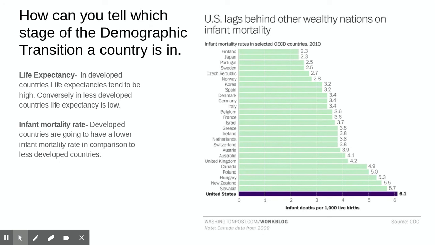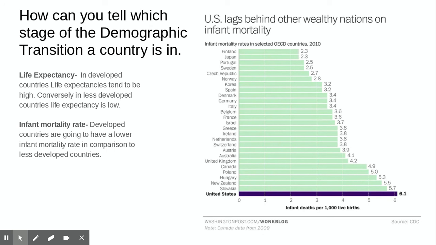We also tend to have lower infant mortality. What does that mean? That basically means the death of an infant. The numbers on this graph are infant deaths per 1,000 live births. So out of 1,000 babies born, how many die? You can gauge how developed a country is depending on the infant mortality rate.